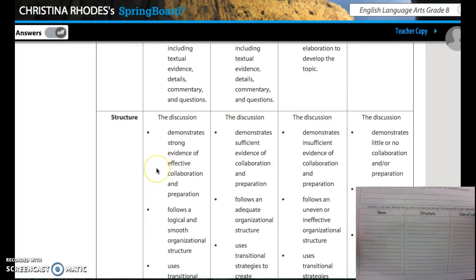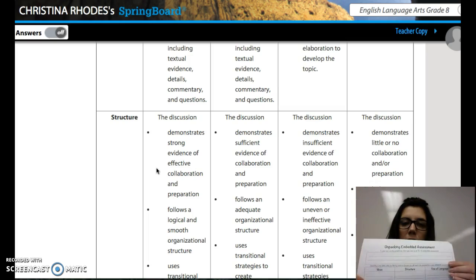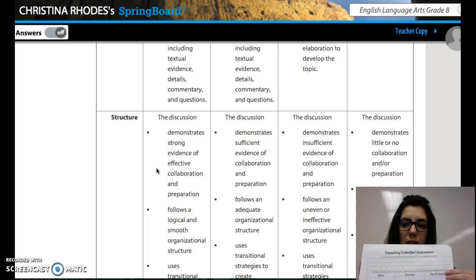Use of language, 1, 2, 3. Paraphrase it in your own words. At the end, this is 30 points. So you have to paraphrase the assignment to know where we're headed at the end. I'm going to time this 10 minutes. Ready, set, go.